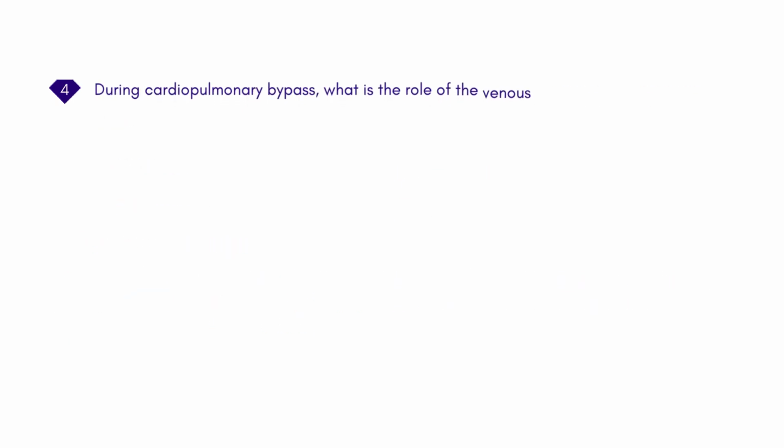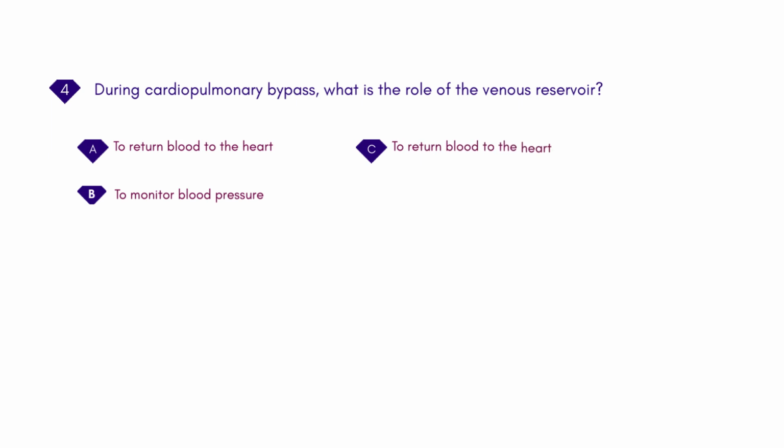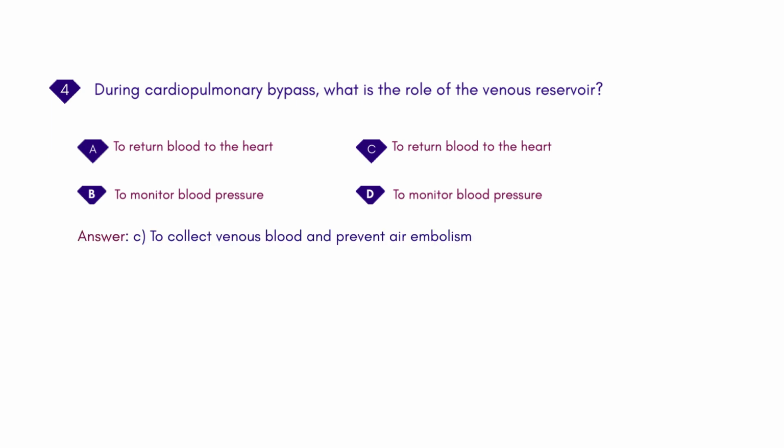During cardiopulmonary bypass, what is the role of the venous reservoir? A. To return blood to the heart. B. To monitor blood pressure. C. To collect venous blood and prevent air embolism. D. To oxygenate the blood. Answer: C. To collect venous blood and prevent air embolism.